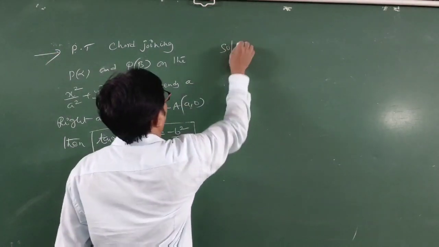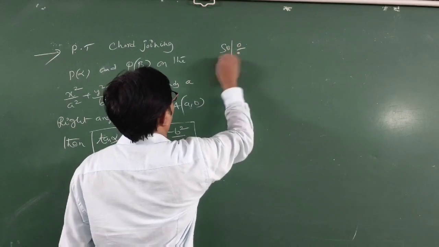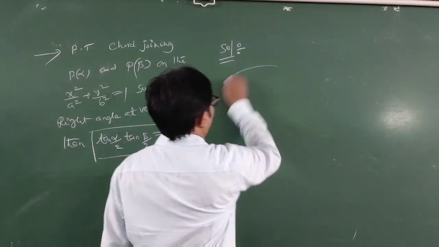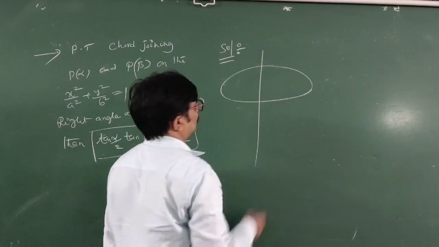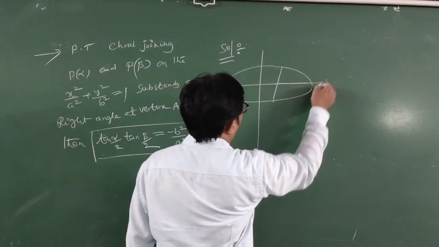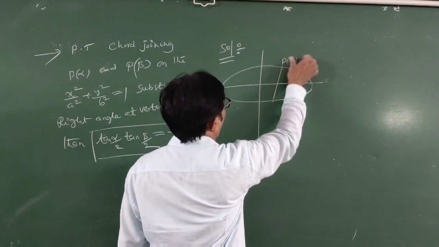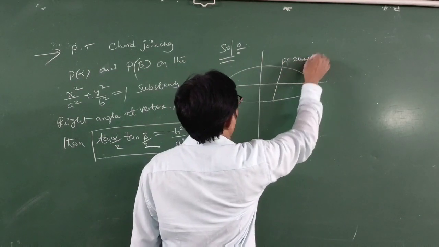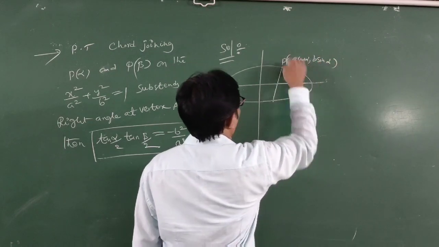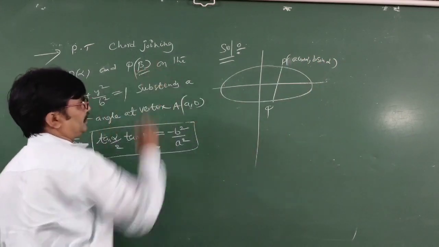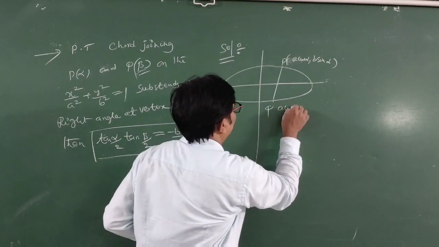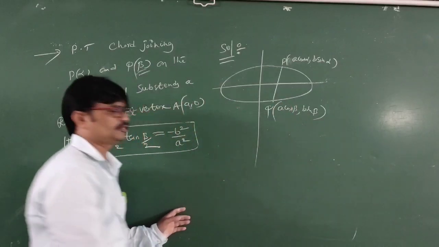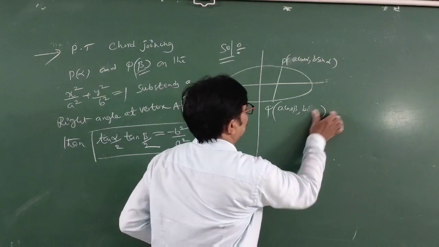So students, here we can recognize the chord joining. This is an ellipse, so the chord is this one. Dear students, P alpha means a cos alpha, b sin alpha. Q beta means a cos beta, b sin beta.